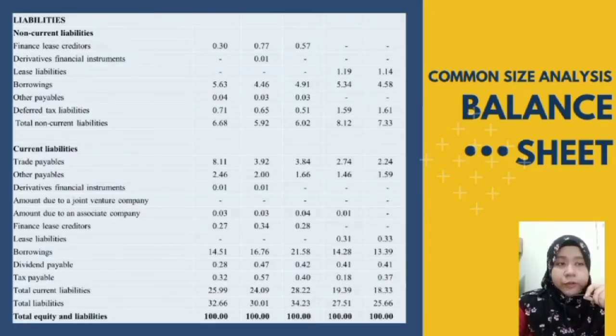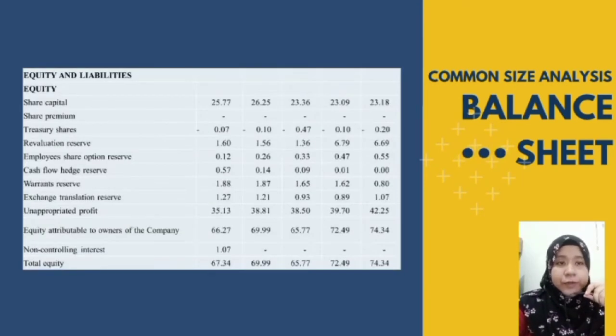Furthermore, the total equity of Pantech Group Holdings Berhad shows an increase from year 2017 to 2018 and slightly decreased in year 2019. However, the percentage has risen again from year 2019 to 2021. The equity attributable to owners of the company holds the largest percentage of the total equity. The trend can be seen to be inconsistent for 5 years from 2017 to 2021. Other than that, Pantech Group Holdings Berhad also has a consistently decreasing percentage of cash flow hedge reserve and warrants reserve for 5 years.